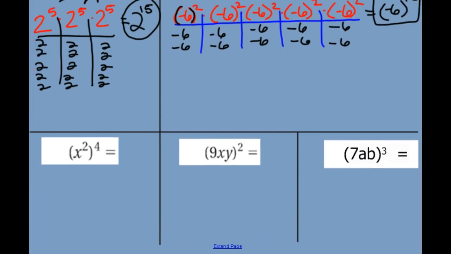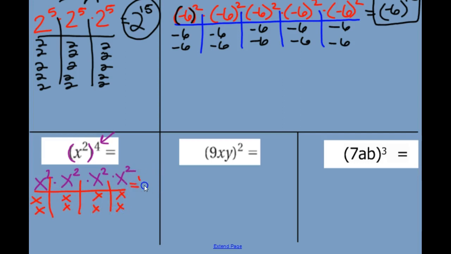Alright, down below here, same thing. Whatever's inside our parentheses, we're going to write however many times it says, 4 times. So x squared, x squared, x squared, x squared. So each of these is really how many x's? Well, there's 2 x's here, 2 here, 2 here, and 2 here. So for a total of 2, 4, 6, 8. Notice when I count them up, I'm only counting up the ones in the table, not from the top.